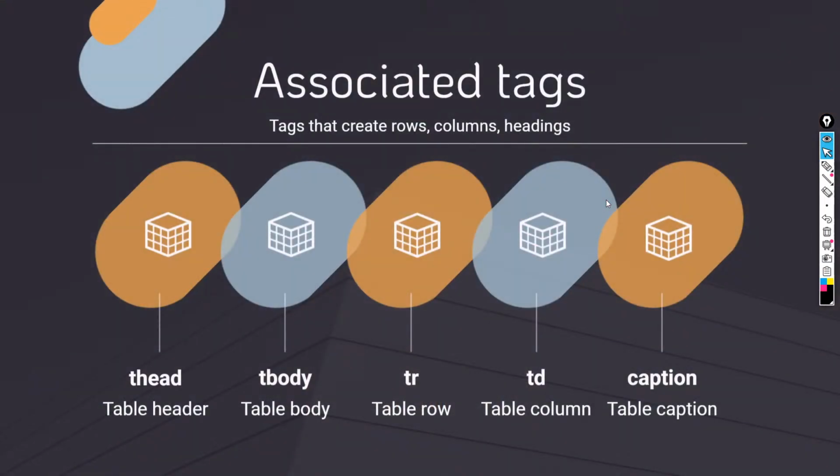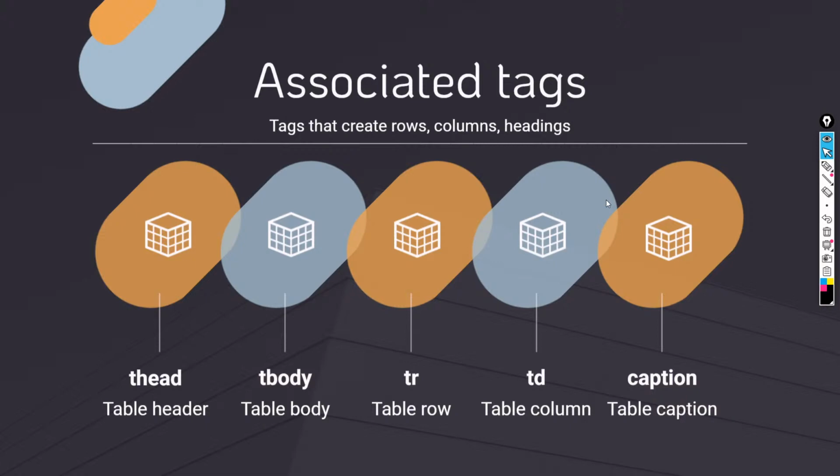The associated tags which allow you to create rows, columns, and headings start with thead, which is basically table header. Your table is divided into 2 parts, the thead and the tbody. It's not always mandatory to have thead and tbody, but we will talk about when to use it. It's a good practice to make use of the thead and tbody.